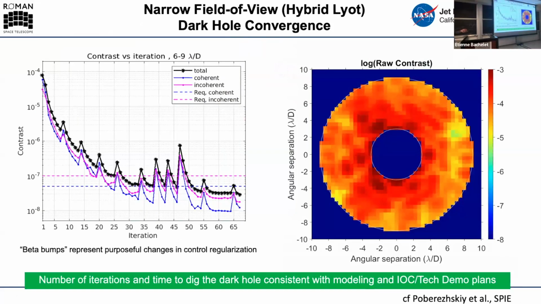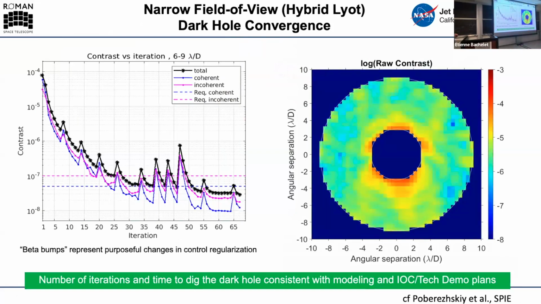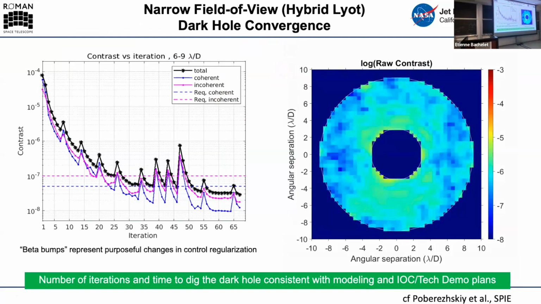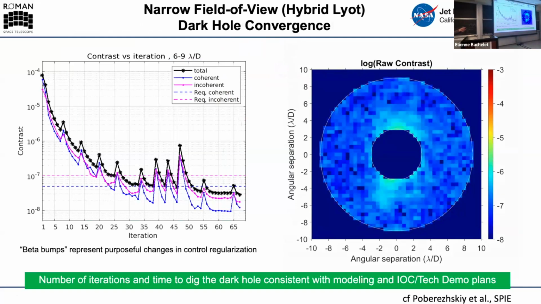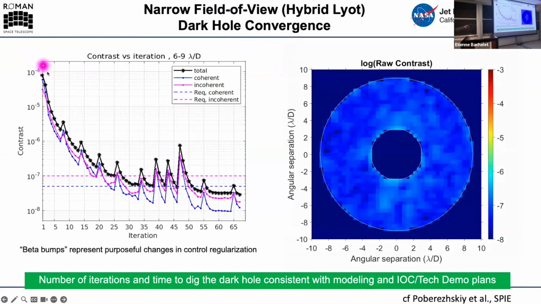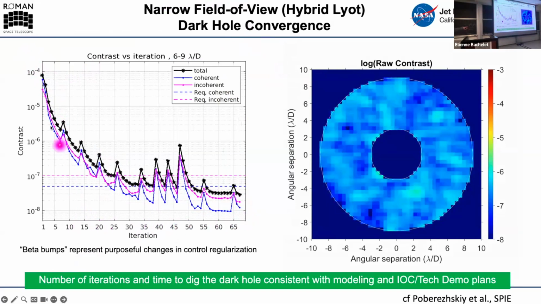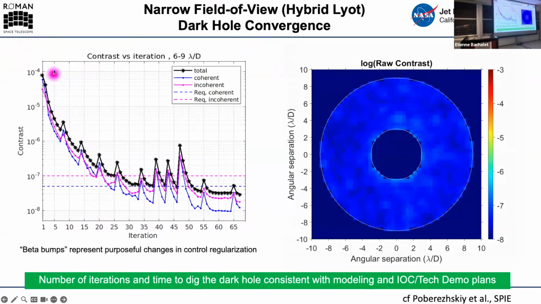And then I have a little movie that shows the dark hole that was being dug. These were slides that were presented at SPIE recently, and I'm just reprinting them. This graph shows how the contrast evolved over time as different iterations of control were being done. You can see that some of these bumps are when they tweaked things, right? But at the end, in this black line, they're getting well below the requirements they needed to get to, which is really exciting.